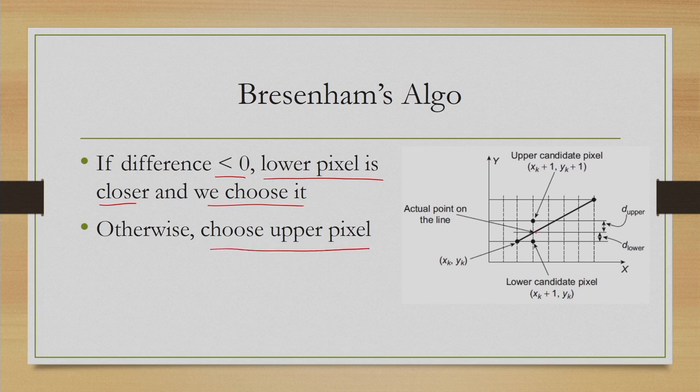Distance between the y values here, here and here, the two distances that we have used in expressing d upper and d lower. If the difference is less than 0, then we choose the lower pixel, because that point is closer to the line, otherwise we choose the upper pixel.